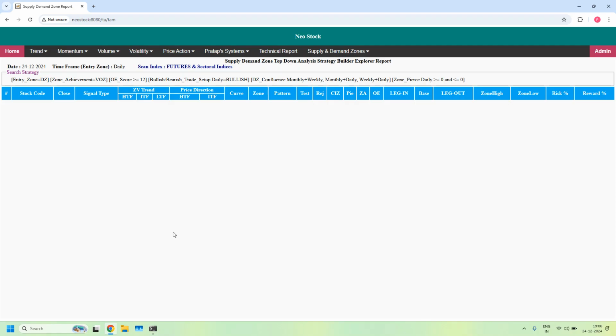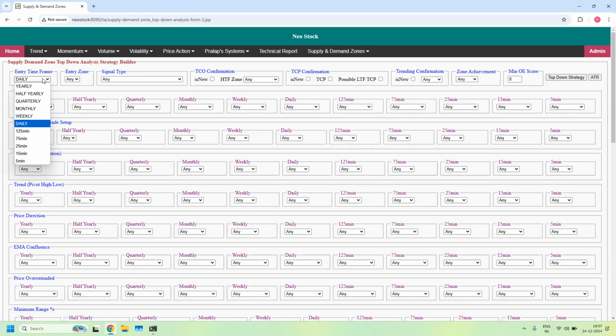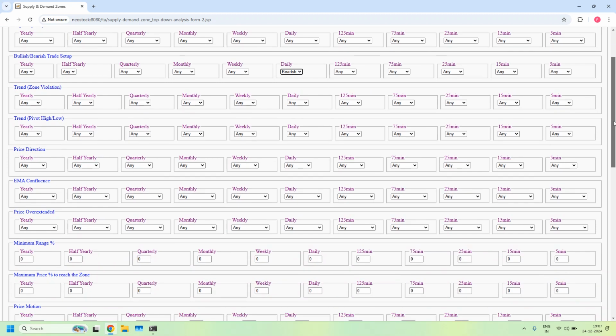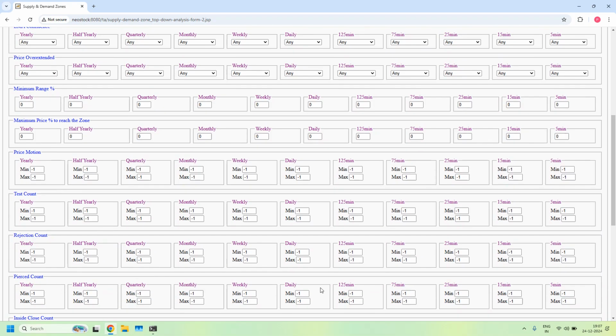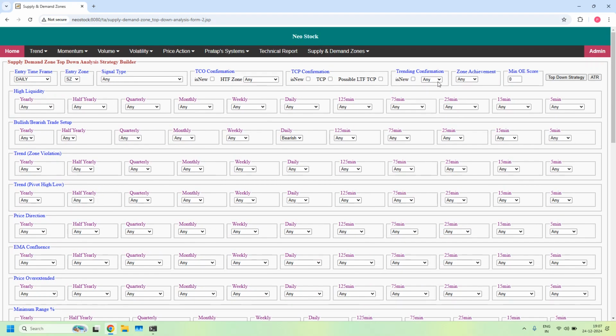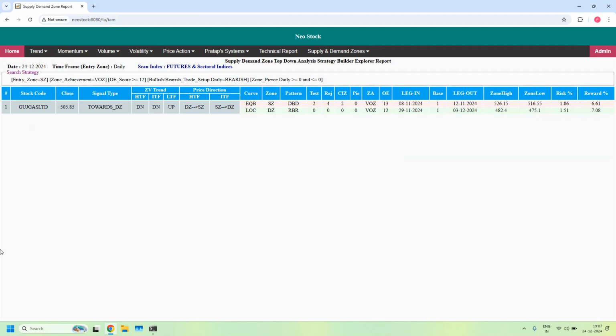Okay. Next, let us look for bearish trade setup, monthly income trade, entry time frame daily, entry zone supply zone, bullish or bearish trade setup parameters at a daily time frame. I am selecting bearish. These daily supply zones should not be pierced. So in the pierced count parameter at a daily time frame, I am setting minimum value 0, maximum value 0. Zone achievement violated opposing zone, minimum odd enhancer score 12. All three filters are applied to daily supply zone. Let's filter. We got only one stock.